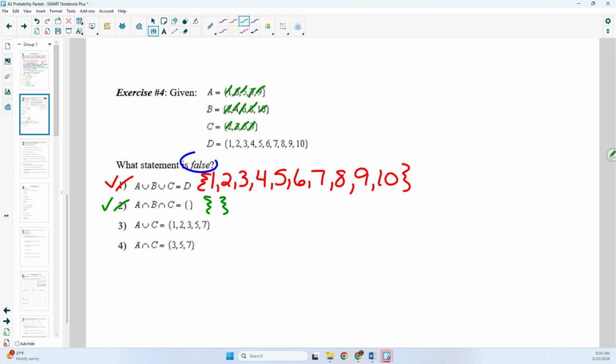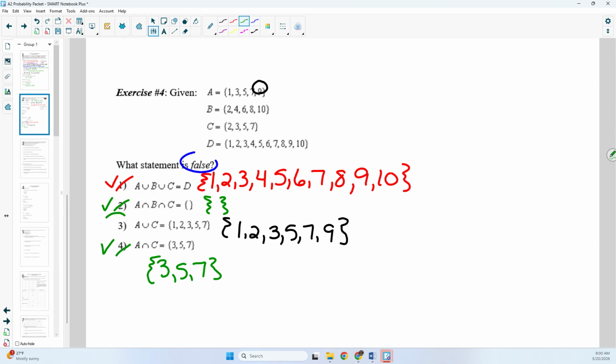The next one, the union of A and C. If I bring everything together in A and C, I would get 1, 2, 3, 5, 7, and 9. So this looks like my answer because I don't have a 9. We'll check the last one, A intersect C. Where do they intersect? A and C both have a 3, a 5, and a 7. So that one is correct. And 3 is my answer because I'm looking for the one that's false.